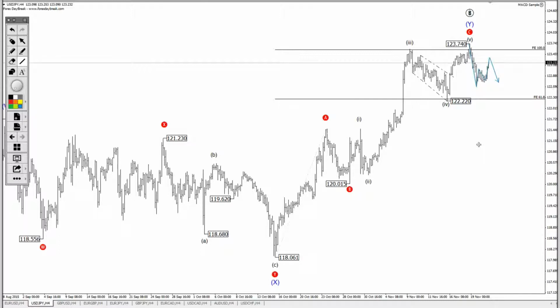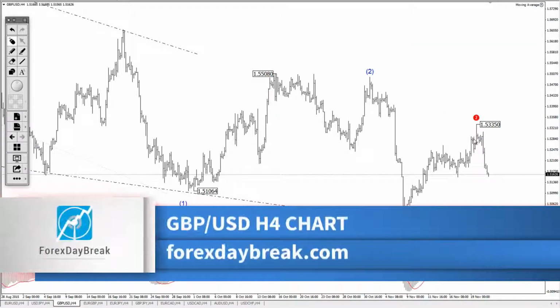I'm not going to enter any trades at this point, but let's look at this structure that is now forming to the upside. If it's clearly corrective, we can then expect a move to the downside, and this probably opens up a trading opportunity. All right, let's look at pound dollar next.